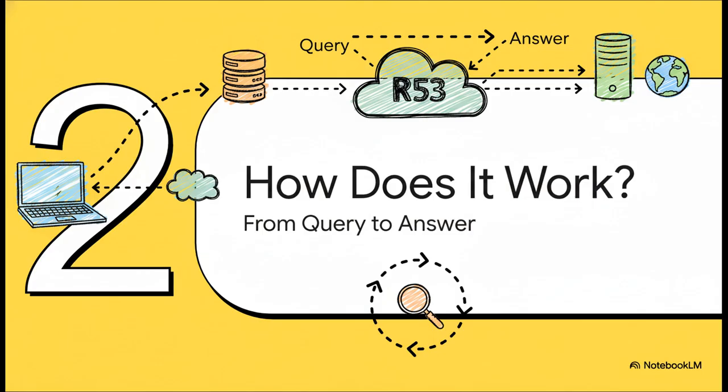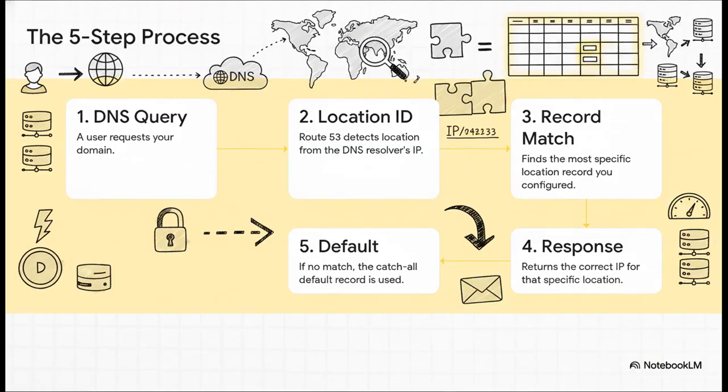Let's follow a user's request from start to finish and see how it all works. It's pretty much a 5-step process. So a user makes a request, right? Route 53 then takes a look at the IP address of their DNS resolver to figure out where they are. Then it searches for the most specific rule you've created that matches that location. If it finds a match, boom, it sends back the right IP address. If it doesn't find a match, it falls back to a default record. And trust me, we're going to see in a bit why that default record is so incredibly important.